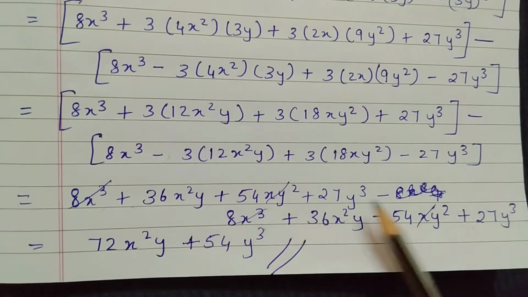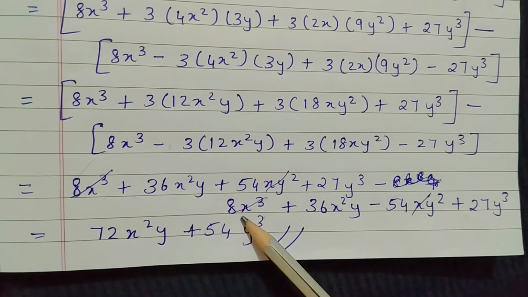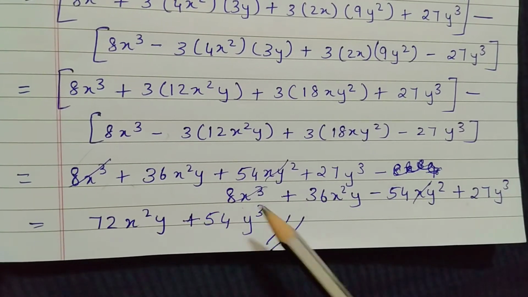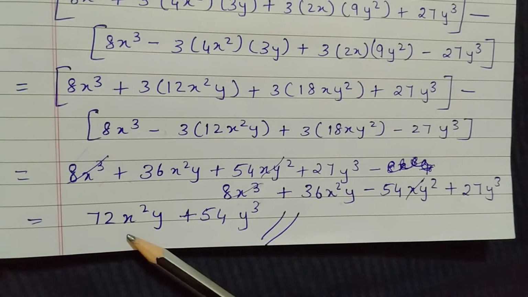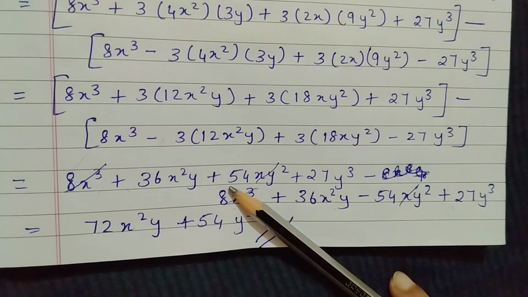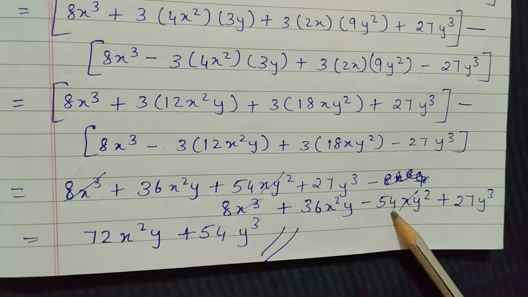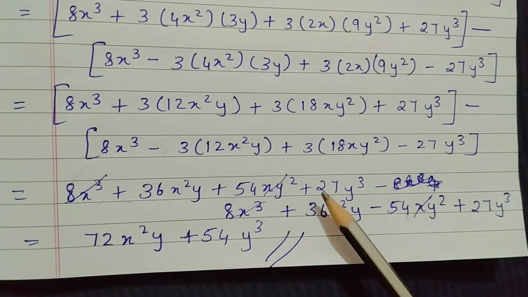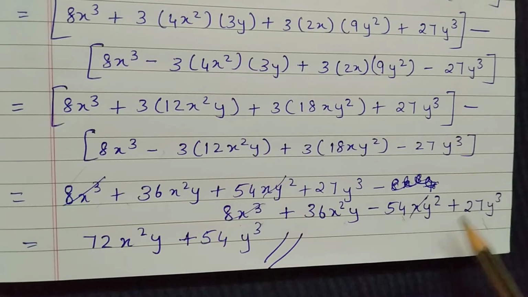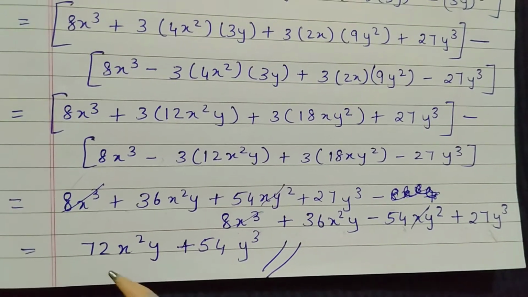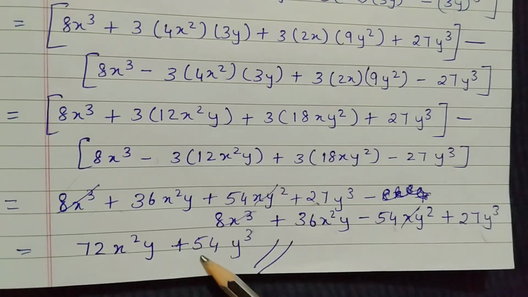Now 8x cube and minus 8x cube will be 0. So we will cancel that. 36x square y plus 36x square y, so we are adding it. We will get 72x square y plus 54xy square and minus 54xy square is 0. So we will cancel it. Plus 27y cube plus 27y cube, that is adding it. So 27 plus 27 is 54. So 72x square y plus 54y cube.